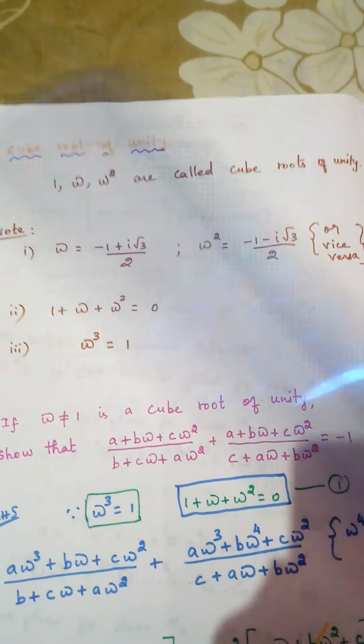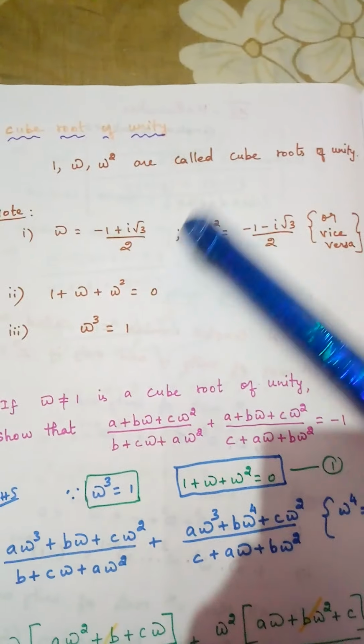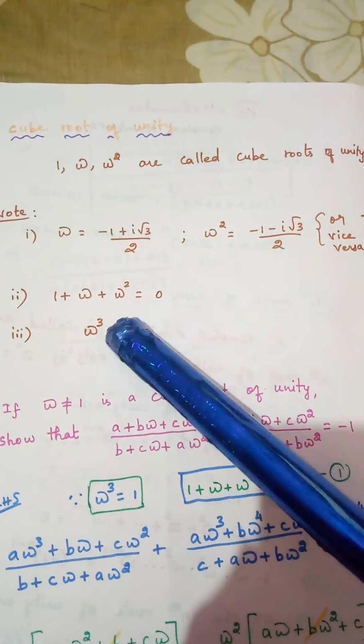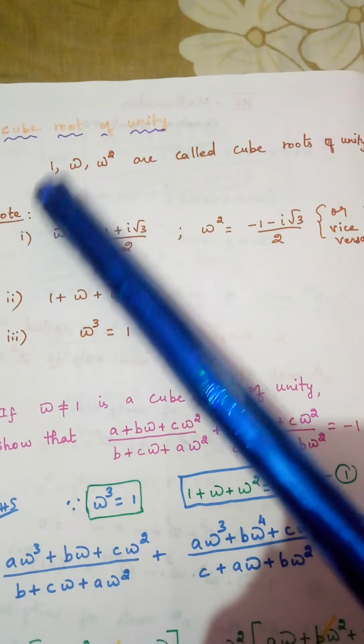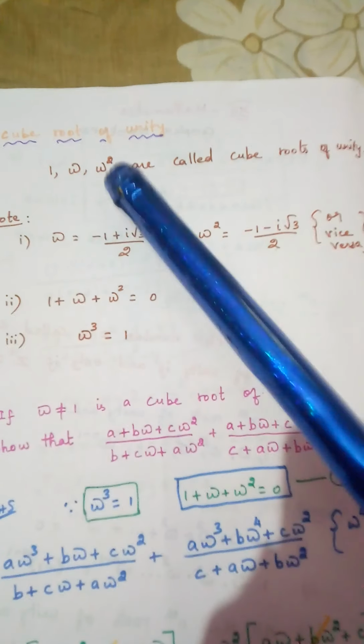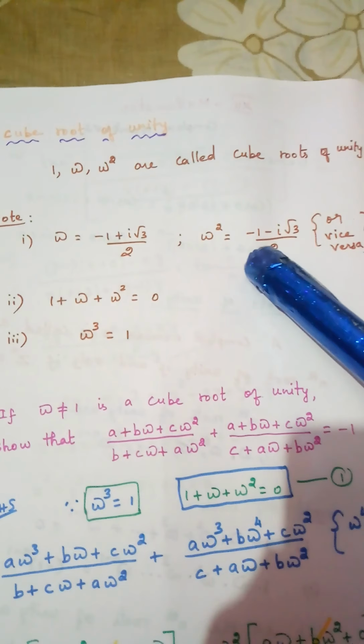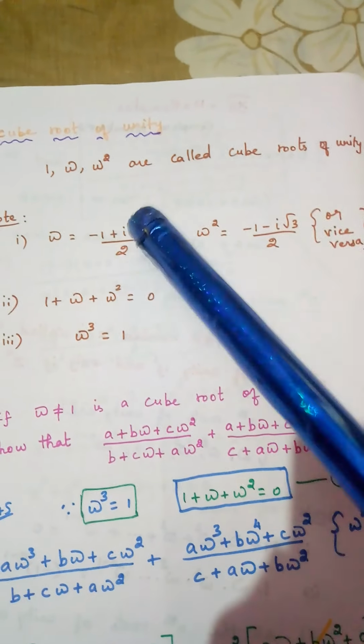See the similarity between this and that, try to understand that. So actually we should know all these things. What are cube roots of unity? If I ask, you should say 1, omega and omega square. What is the omega value? This is omega square, this one. It can be interchanged also.